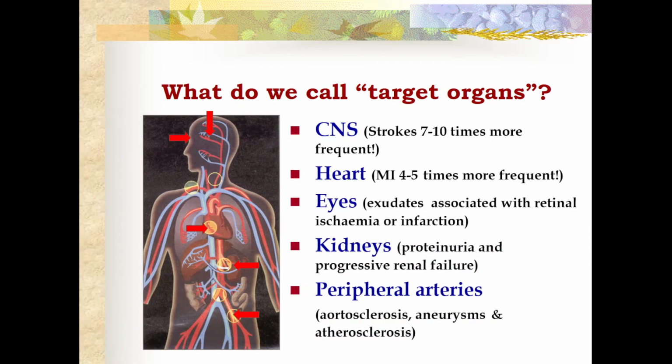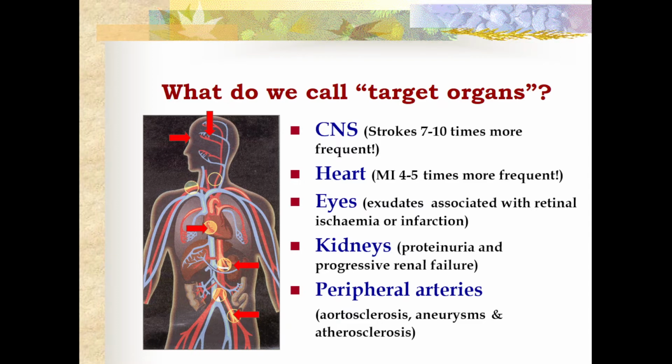And arterial hypertension can lead to target organ affection. What does it mean, target organs? First, CNS: in arterial hypertension, strokes develop from 7 to 10 times more frequently. Second target organ, heart: in arterial hypertension, myocardial infarction develops 4 to 5 times more frequently.